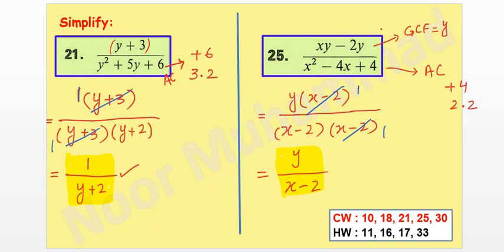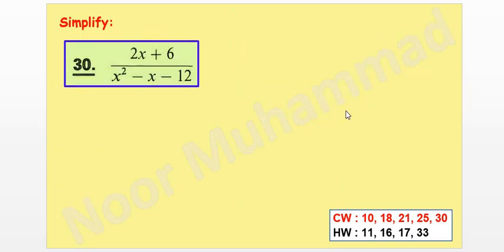And here in the second question, question number 25, in the numerator I use the GCF, that GCF is y. I pulled it out to factorize it, and in the denominator I factorized it using the AC method. Here is the whole explanation, and these two factors can be cancelled. So this will be the final answer. Let's solve one more question.